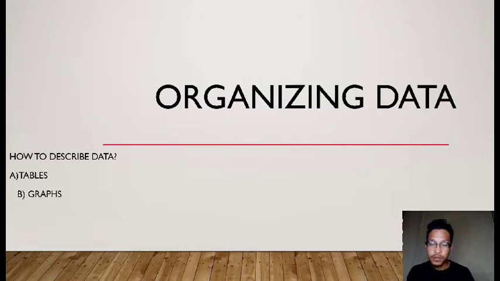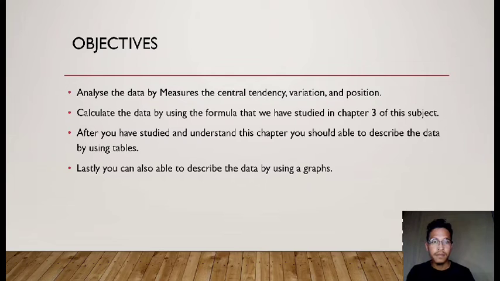Organizing data. How to describe the data? You can use two things to describe the data: a table and a graph. The objective is to analyze the data by measuring the central tendency, variation, and position, and to calculate the data by using the formulas that we have studied in chapter 3 of this subject.